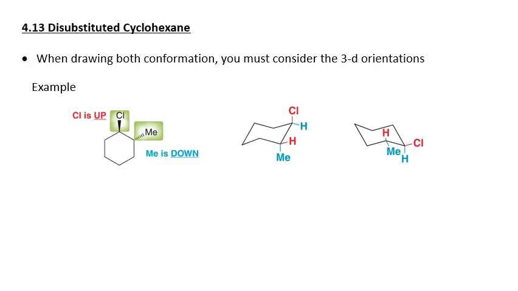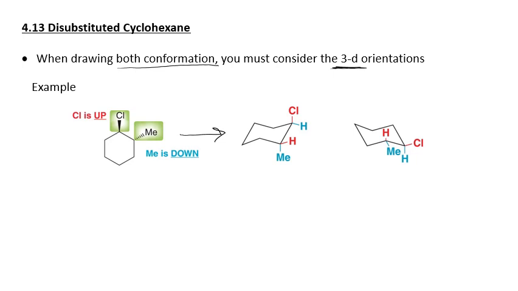Let's take a look at a di-substituted cyclohexane. When we draw our conformations, you have to consider the 3D orientation. So if you're given a Lewis structure and we're asked which conformation is most stable and which conformation is least stable, we're going to have to draw both ring flip versions. So if you're given a Lewis structure like this, you want to draw both ring flips, put your substituents in, and we can assess the stability.